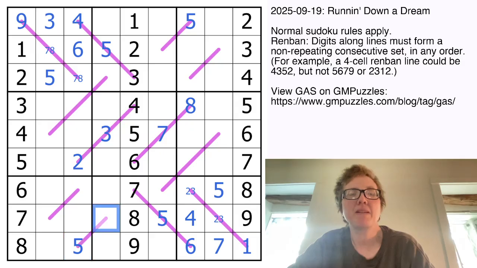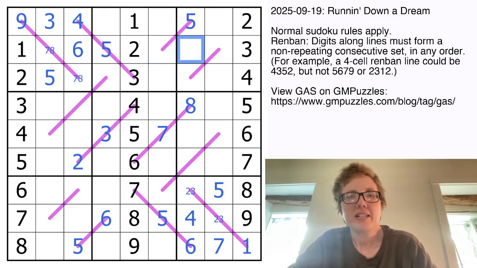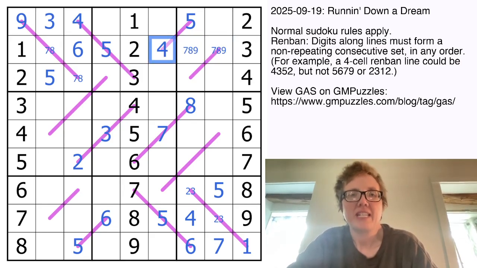So now this has to be consecutive with 5, so it's not 4. There's a 4 in the row, so it's 6. Ditto here, this has to be consecutive with 5. There's already a 6 in the row, so it is a 4. Now these guys in the rest of this row are going to be 7, 8, and 9.